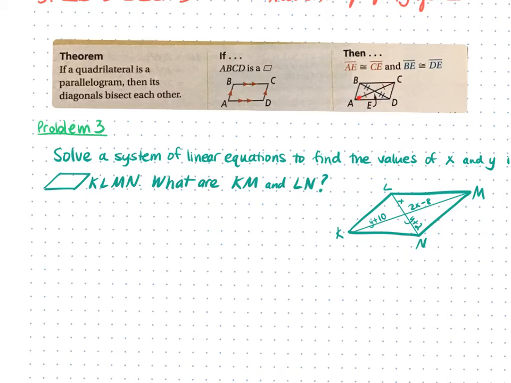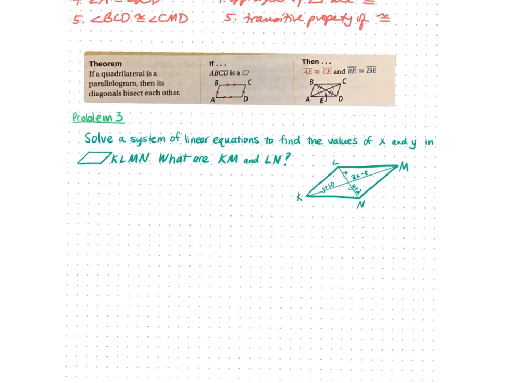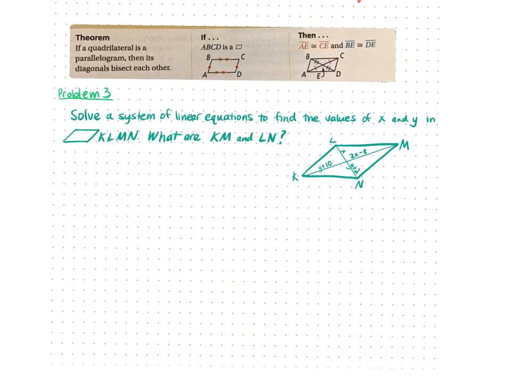Here that means AC is cut in half and BD is cut in half. So each diagonal is cut right in half. We're going to use that property for problem 3. And we're also going to bring in some systems of linear equations from pre-algebra and Algebra 1. So let's use that fact to solve this one. Solve a system of linear equations to find the values of x and y in this parallelogram KLMN. Once we have x and y, we can find KM and LN.